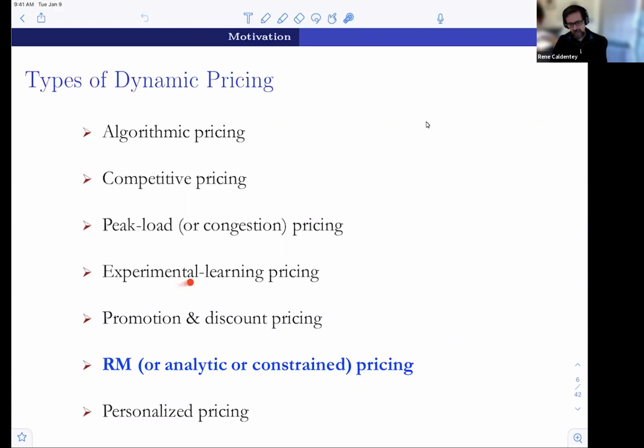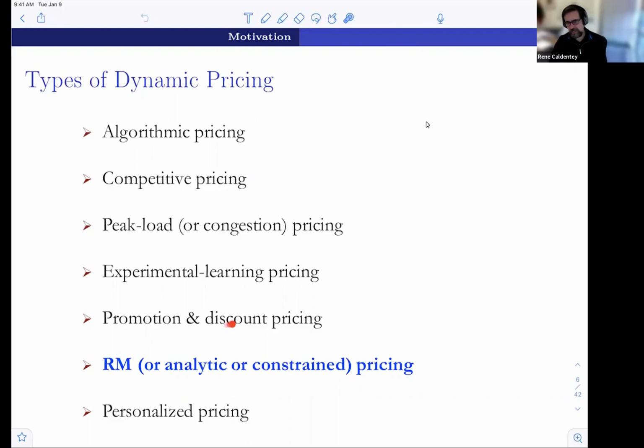Then you have this idea of experimental and learning pricing, which is the type of pricing that might happen when you want to learn something about your customers, for instance, their willingness to pay or their price sensitivity, elasticities, right? And so what you will do here is change your prices, maybe doing some sort of A/B testing, so that you can come up with data that can help you better calibrate your forecast and learn what those preferences and willingness to pay are, right? So that's another reason why you might do dynamic pricing.